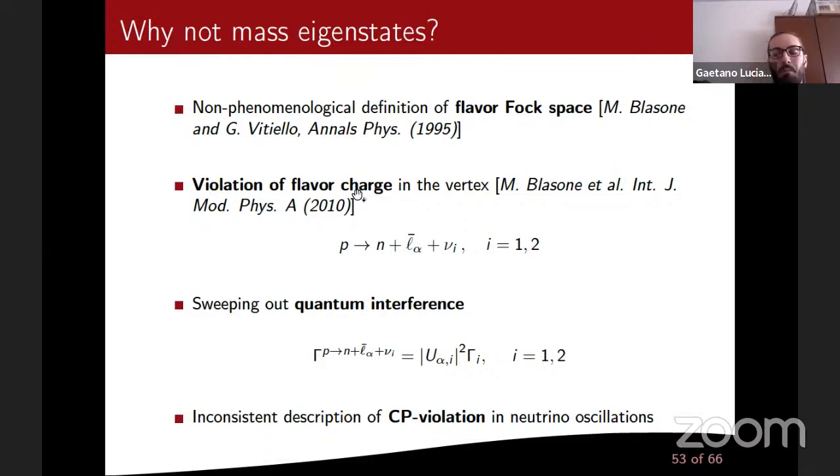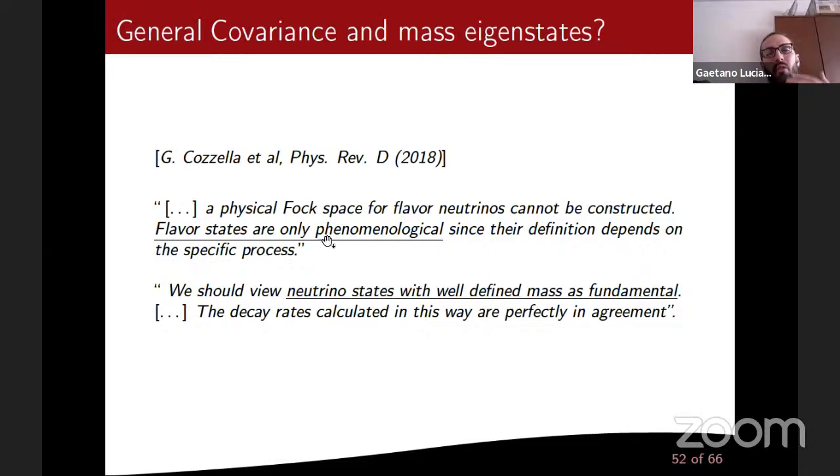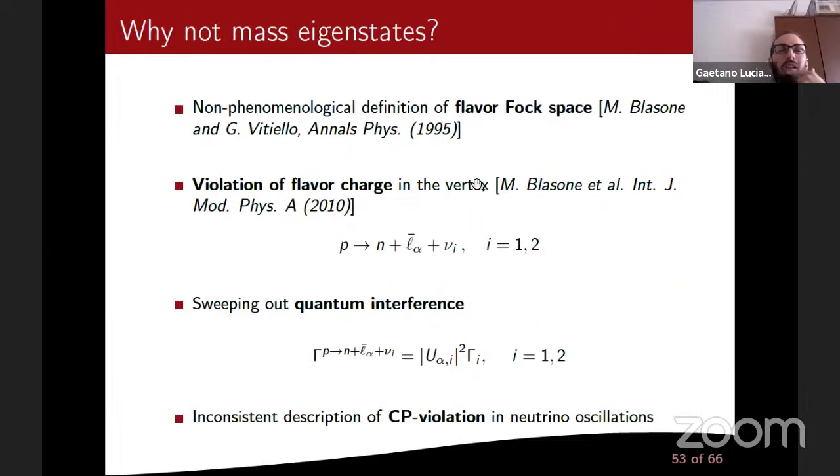Well, first, it's not true, because the author says that flavor states can be defined only phenomenologically, so a physical Fock space for flavor neutrinos cannot be constructed. Well, this is not true, because in this paper, there is a quite rigorous construction of flavor Fock spaces for neutrinos, which has some issues, some problems, but in principle, we have a construction of the Fock space for flavor neutrinos.